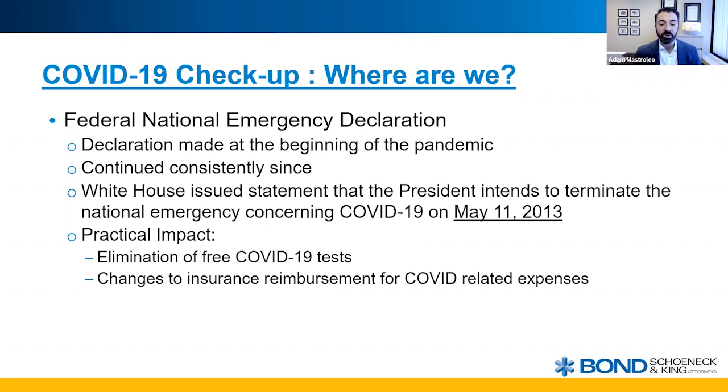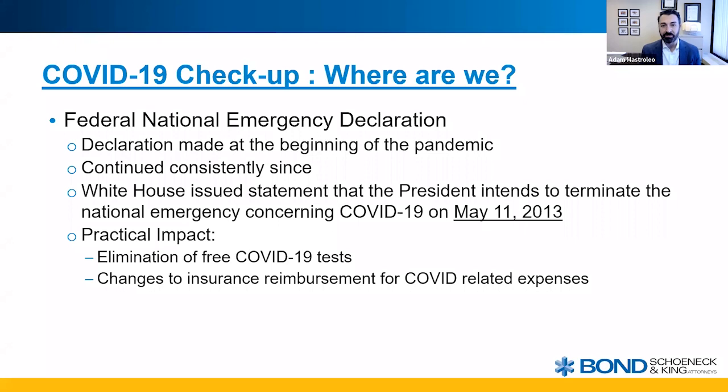Next slide, please. All right, so recently we had a couple of developments from the federal and state government. At the end of January, President Biden announced that the national emergency declaration would likely be terminated as of May 11th, 2023. The White House press release stated that the president was extending the emergency declaration past March 1st, but that the president intended on terminating it as of May 11th.